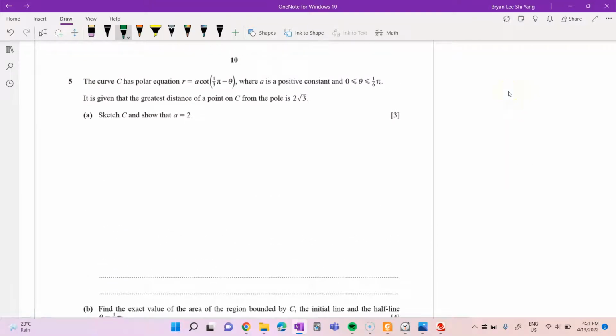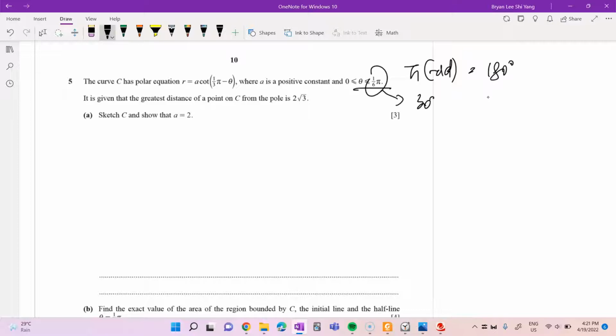Okay, polar equation. Curve C has polar equation r equals a cot(π/3 − θ), where a is a positive constant and 0 ≤ θ ≤ π/6. One important conversion I want to show you here is that π radians is equal to 180 degrees. So π/6 is 1/6 times 180 degrees, which is 30 degrees.